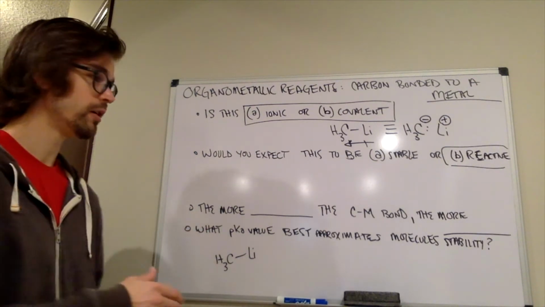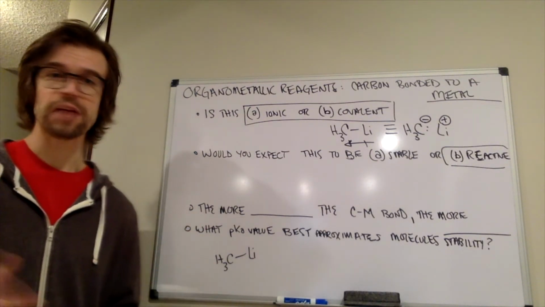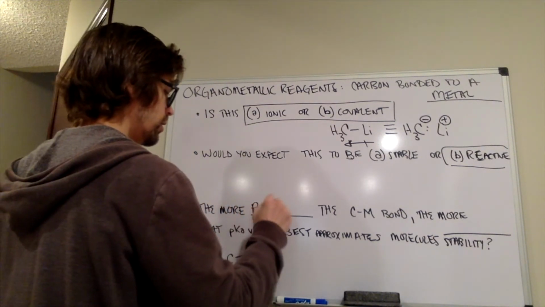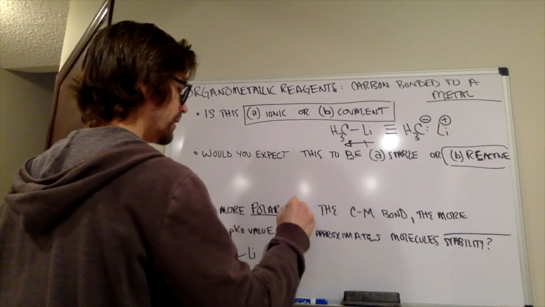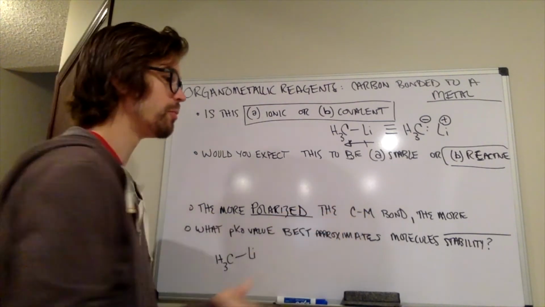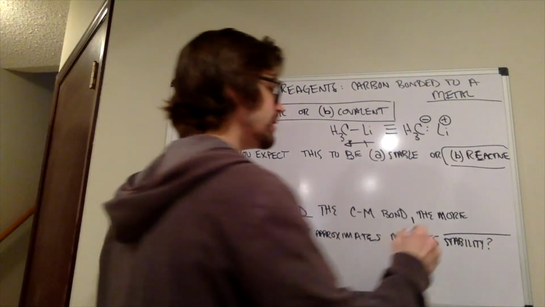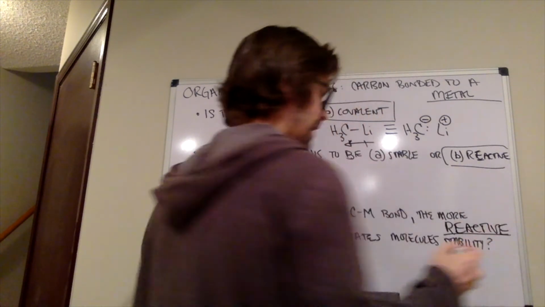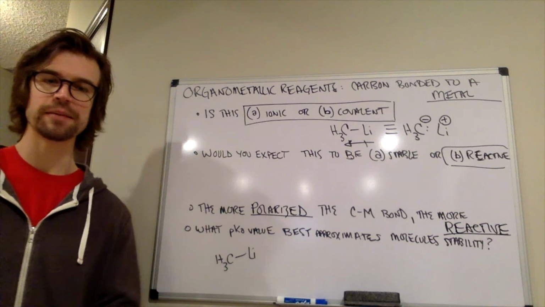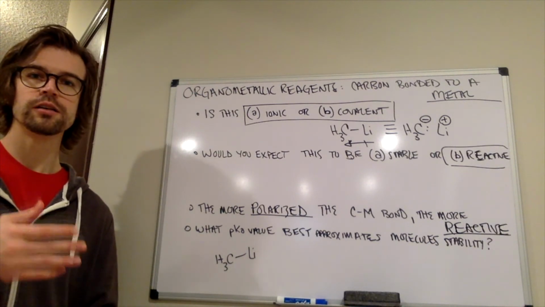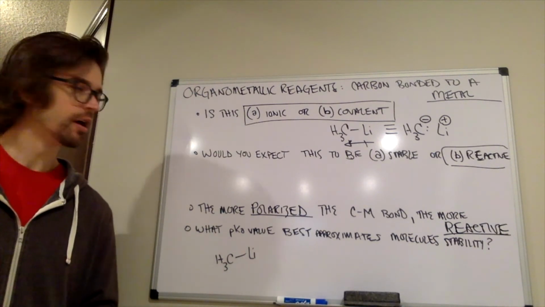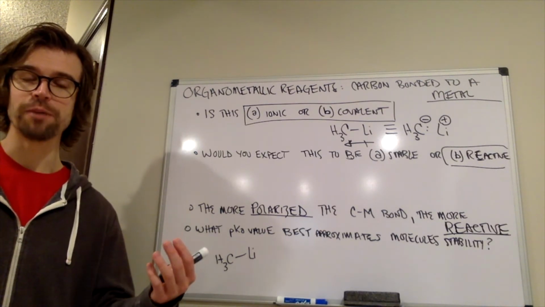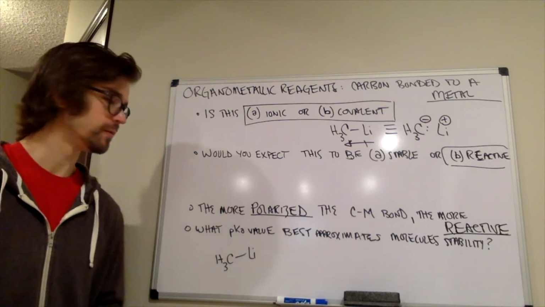And as we learn about a few different organometallic reagents, the more polarized the carbon-metal bond, the more reactive the species is. And that makes sense. That's what we already talked about with lithium aluminum hydride versus sodium borohydride. Lithium aluminum hydride is more reactive because the aluminum-hydrogen bond is more polarized.